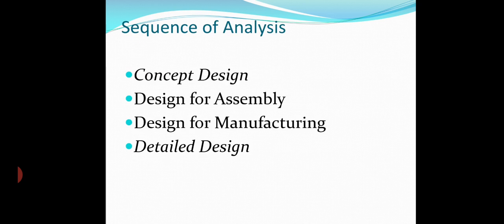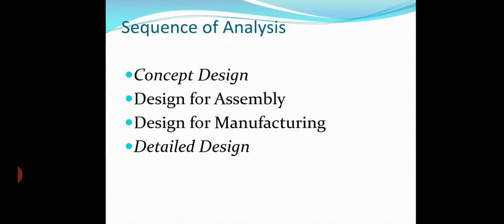Sequence of analysis. First one, concept design. Second one, design for assembly. Third one, design for manufacturing. And fourth one, detailed design. Concept design is an early phase of the design process. It comes under interaction, experience, processes and strategy. Interaction indicates it's a concurrent approach. How can you make the concept? It comes from 100, 200, 300 plus ideas.